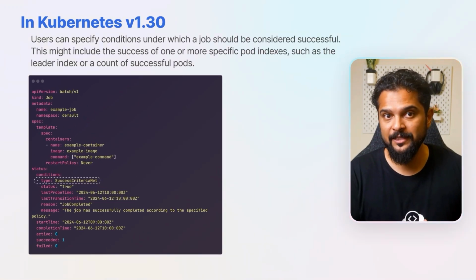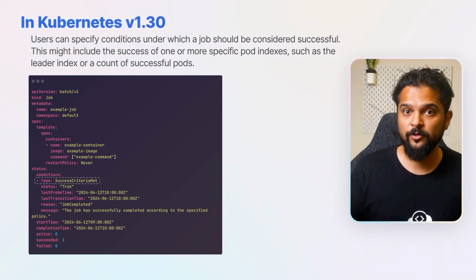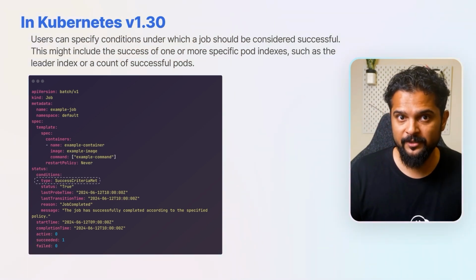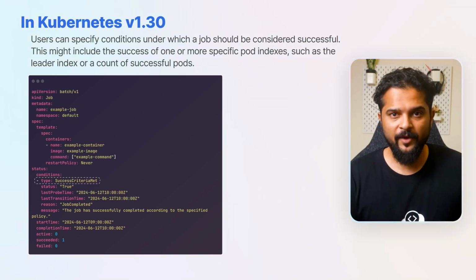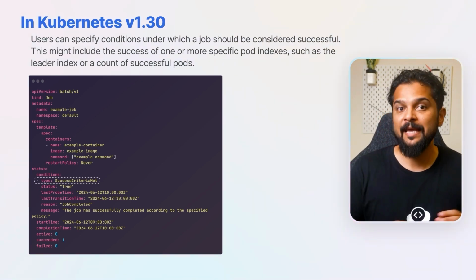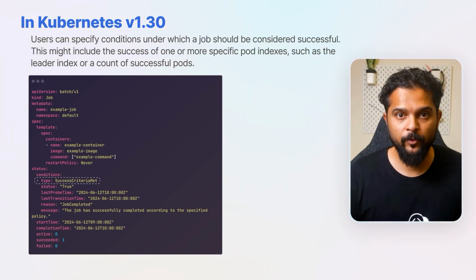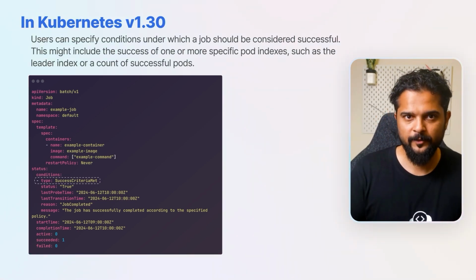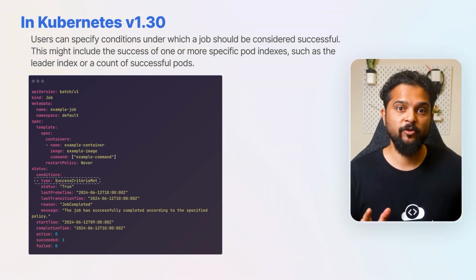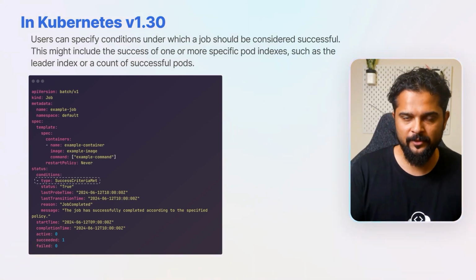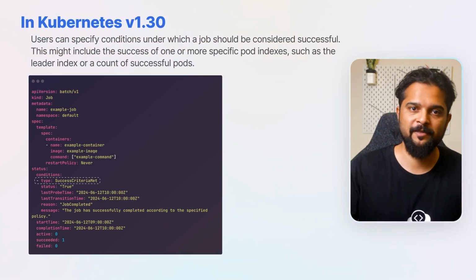Users can specify conditions under which a job should be considered successful. This might include the success of one or more specific pod indexes, such as the leader index, or a count of successful pods. Once the defined success criteria are met, Kubernetes can terminate lingering pods that are no longer needed, which helps in freeing up resources and reducing costs. Now, when a job meets the defined success policy, a new condition, success criteria met, is added to the job status, and this indicates that the job has completed successfully according to the specified policy.